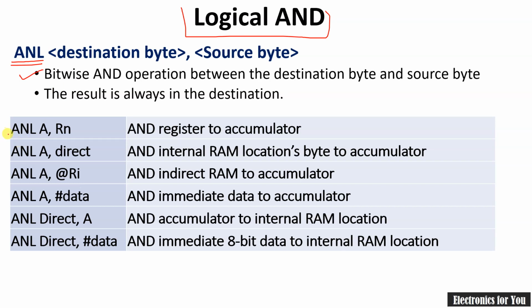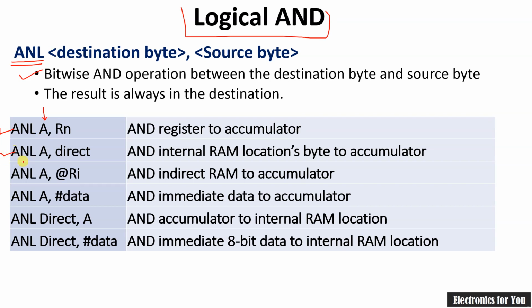The first one is ANL A, Rn. Here every time the left side operand will indicate the destination byte and the right side will indicate the source byte. In this instruction, the content of the accumulator and register Rn is ANDed logically, and the result will be stored in the accumulator.